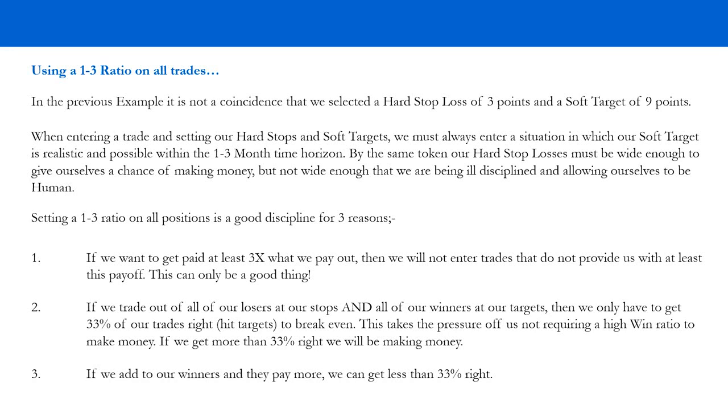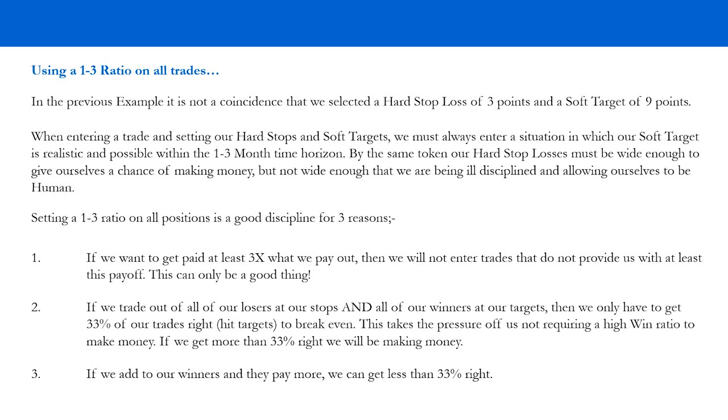And this takes the pressure off us, not requiring a very high win ratio to make money. So the percentage of the trades that you win on is your win ratio, and the percentage of your trades that you lose on is your loss ratio. And if we get more than 33% of our trades right when we're trading out at both our stop losses and our targets, we will be making money, which is obviously a good thing, which is our objective.